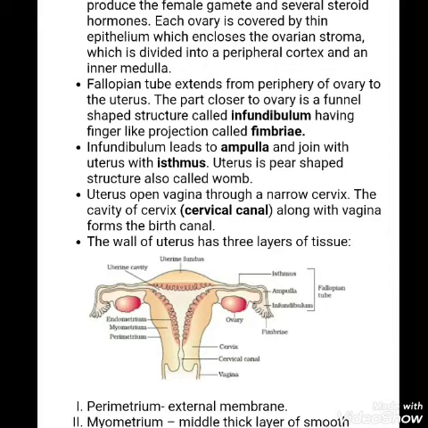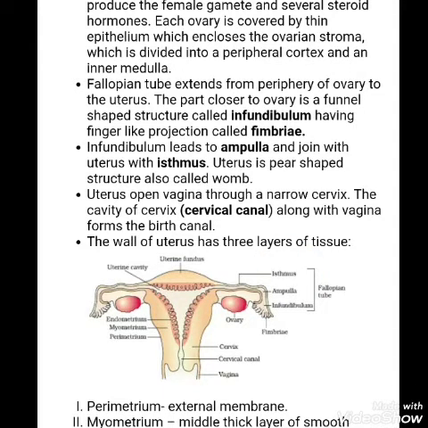Ova means female gamete. When this ova is produced, it is released from the ovary on the 14th or 15th day of the 28 day cycle, which is known as the menstrual cycle. Then the fimbriae, the finger-like structure that is part of the infundibulum, comes closer to the ovary and receives the ova released by the ovary. Then the ova goes into the infundibulum, the swollen area, and from the infundibulum it reaches the ampulla, and then the isthmus.